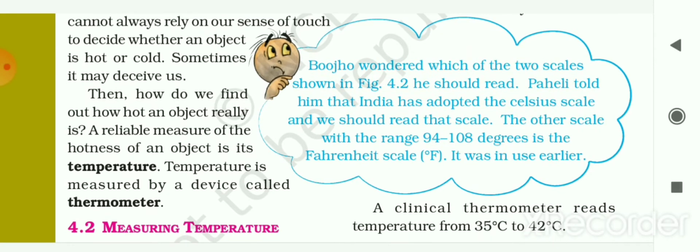So now, how do we find out how hot an object really is? A reliable measure of the hotness of an object is its temperature. We can compare the hotness or coldness of two objects by their temperature, and temperature is measured by a device called a thermometer.